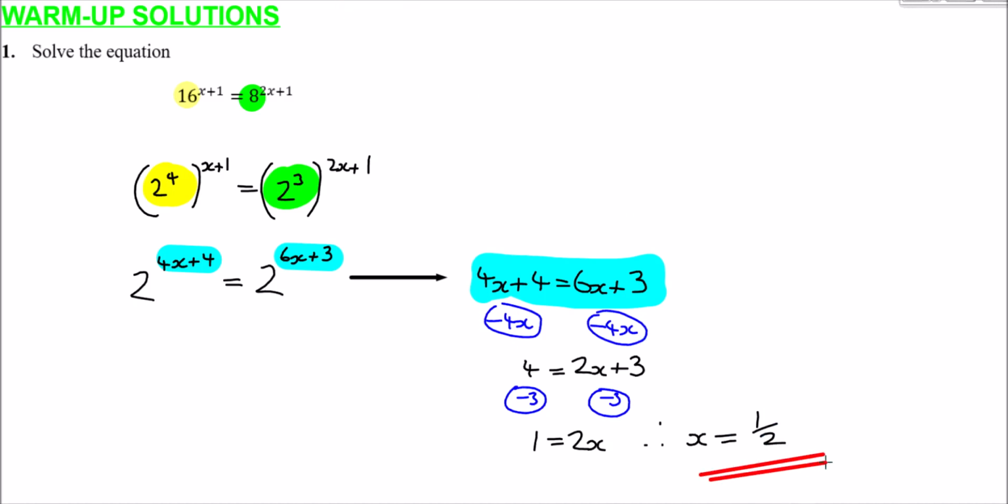If you want to check in your calculator, you can do. 16 to the power 1.5 will give you the same as 8 to the power of 2.5.